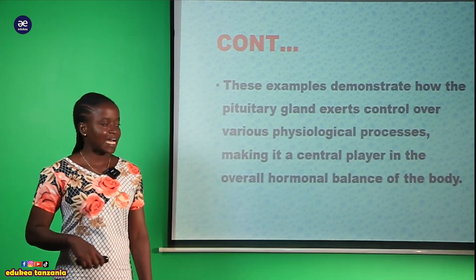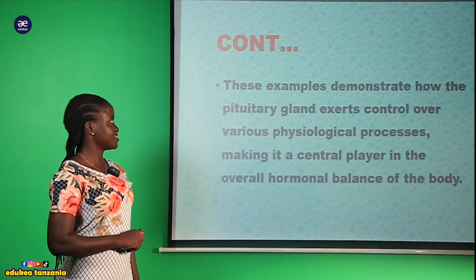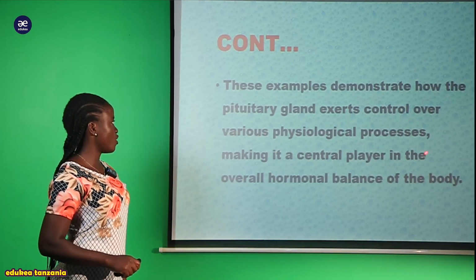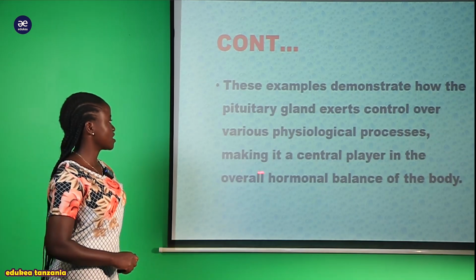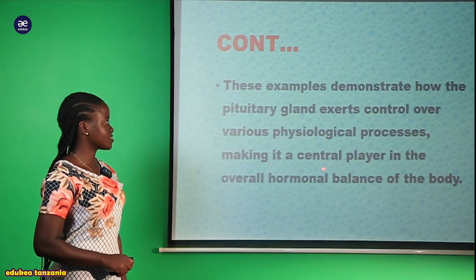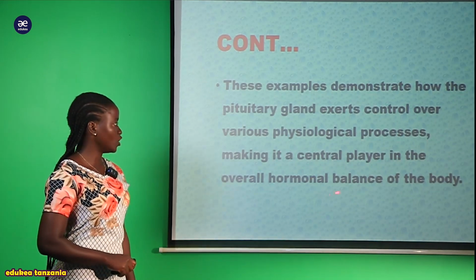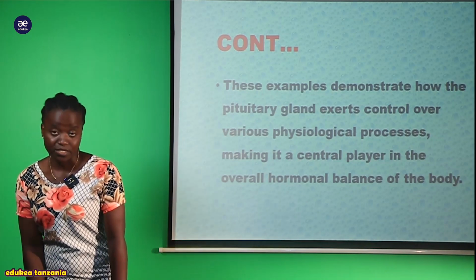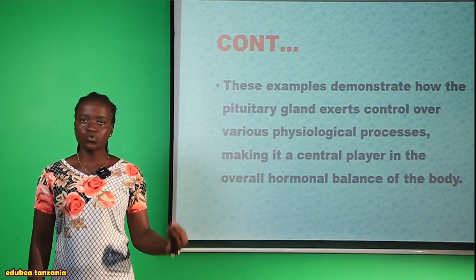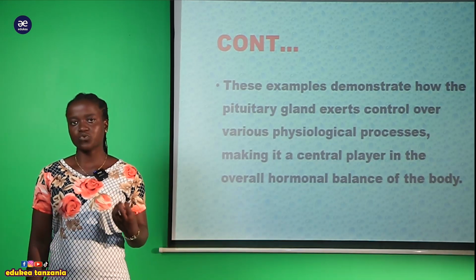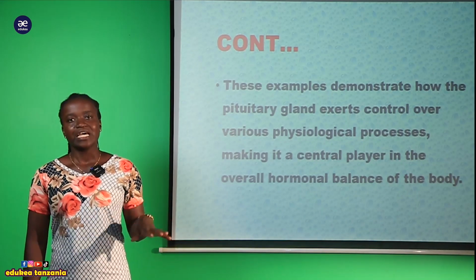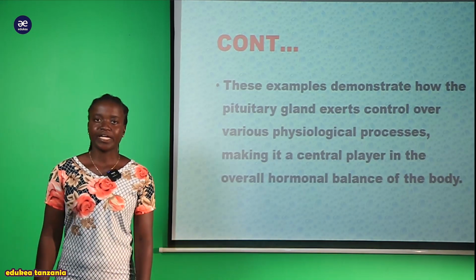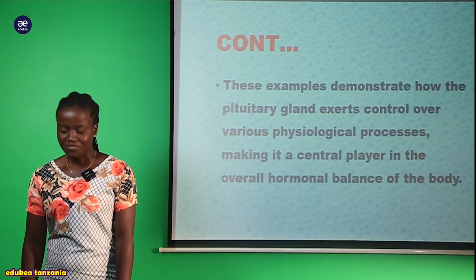So finally, we can conclude by saying that these examples demonstrate how the pituitary gland exerts control over the various physiological processes, making it the central player in the overall hormonal balance of the body. So we can say that the pituitary gland is very crucial for controlling or monitoring different kinds of glands which are found in our body, and it is very important within our body.